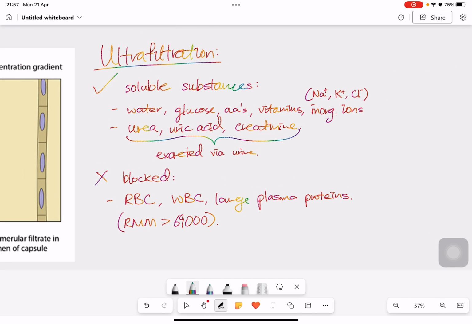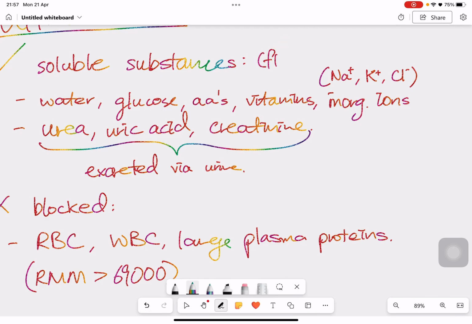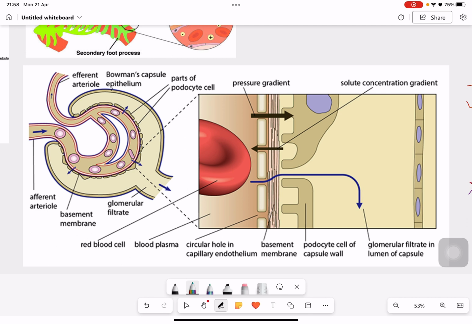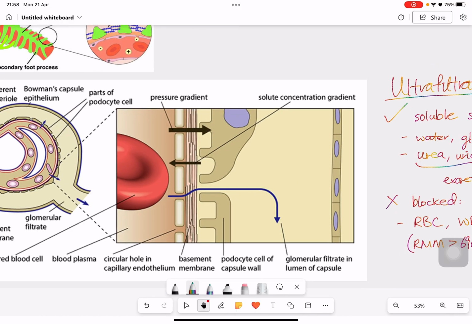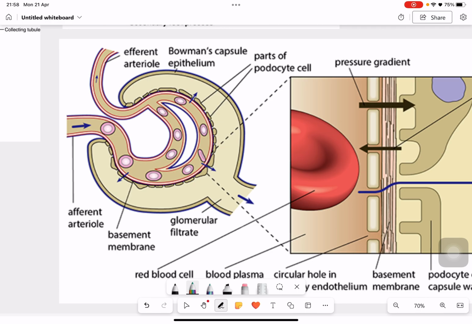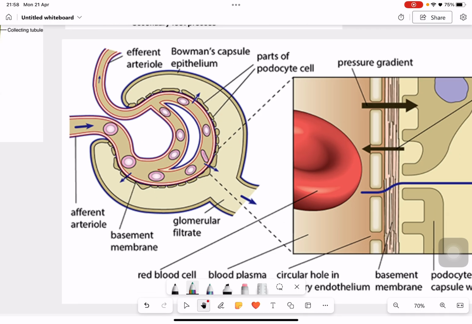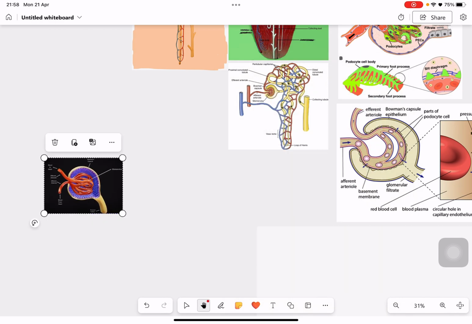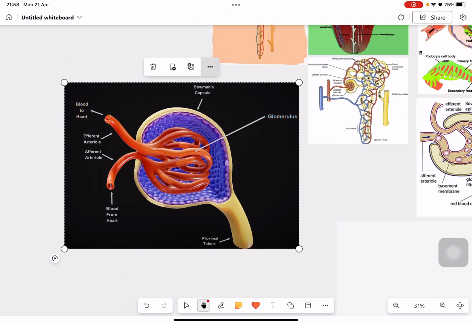So now, in order to let the soluble substances, i.e. the fluids, pass, and block the large stuff, surely there are some adaptations both for the kidney and for the blood vessels so that this can happen, right? There's quite a lot of adaptations. I'll go through them one by one. Okay, the first thing we're going to look at is the endothelium of the glomerulus. Let me just quickly find it. Let me paste a picture from the model we just saw.